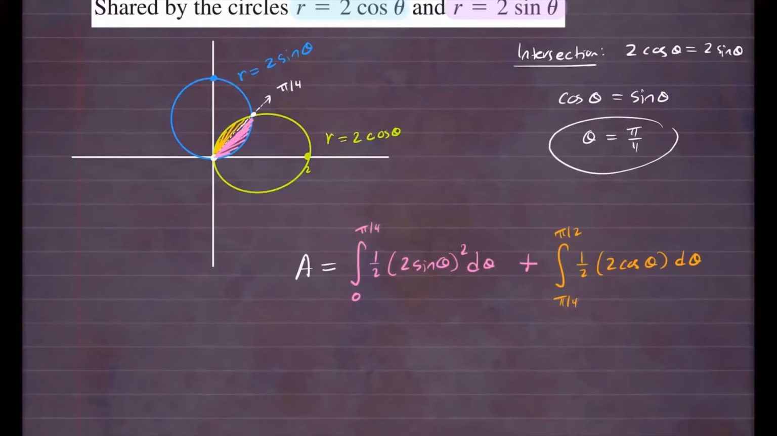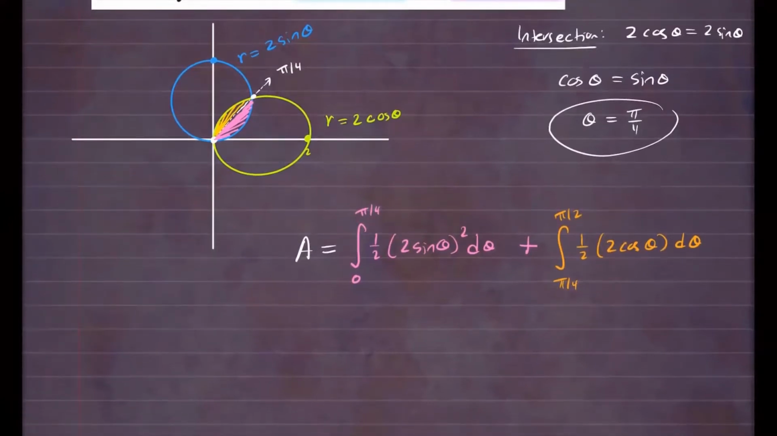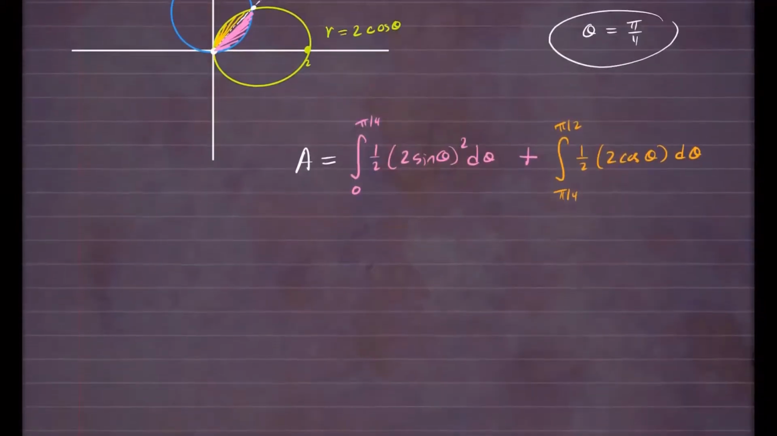Now let's go ahead and proceed with the integration. That's not so difficult. I'm going to show you directly first, and then I'll also show you that since the region is symmetric, we can use symmetry to integrate this. So let's finish up the integration. Pull out the 1/2. We have the integral from 0 to pi over 4 of 2 sine squared theta, that's 4 sine squared theta d theta, plus the second one.